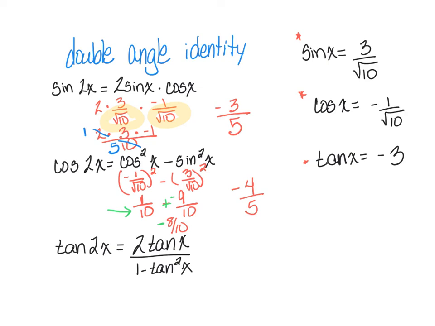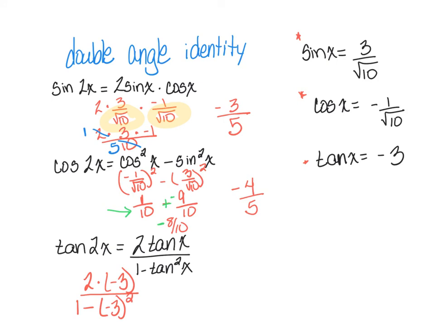Okay, now let's do our last one. It's tan of 2x equals 2 tan of x over 1 minus tan squared of x. So we've just got a whole bunch of tangent x's in here. So let's write that down. I've got 2 times negative 3, because the tangent of x is negative 3. Then I have 1 minus tangent of x squared. So that's negative 3 squared.